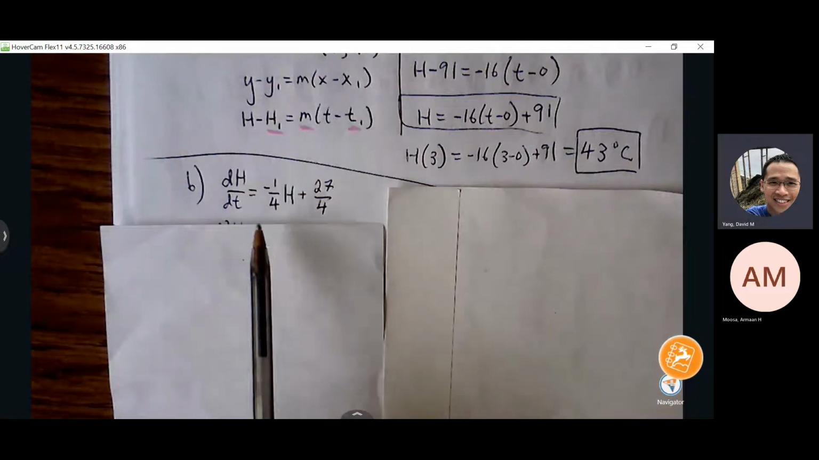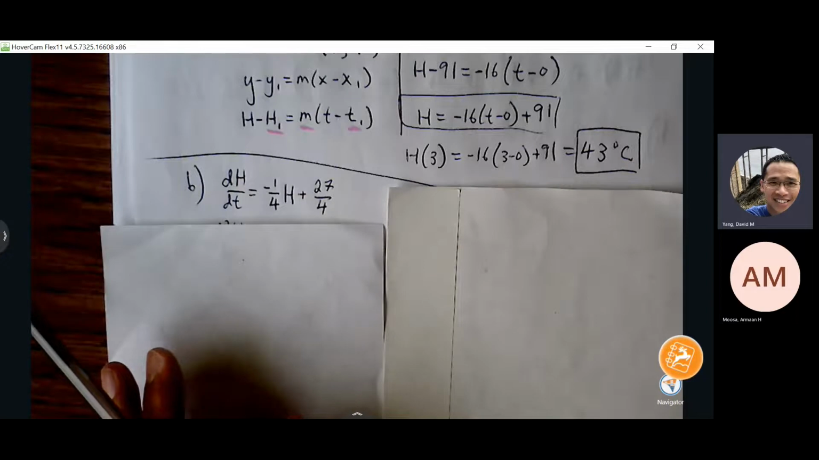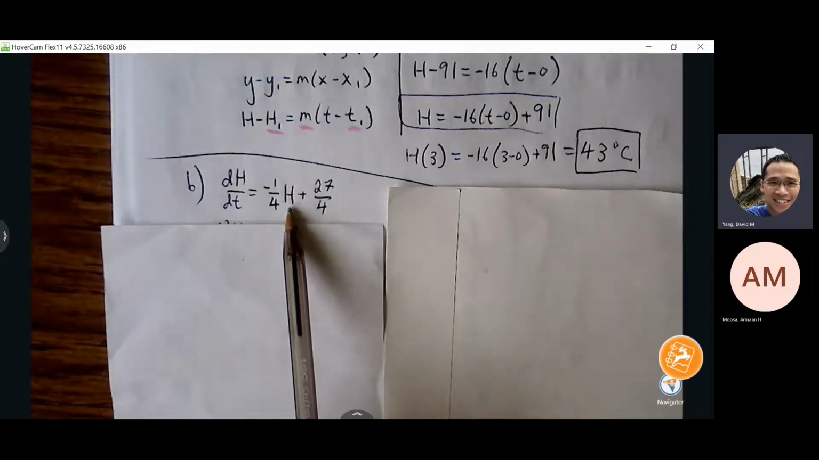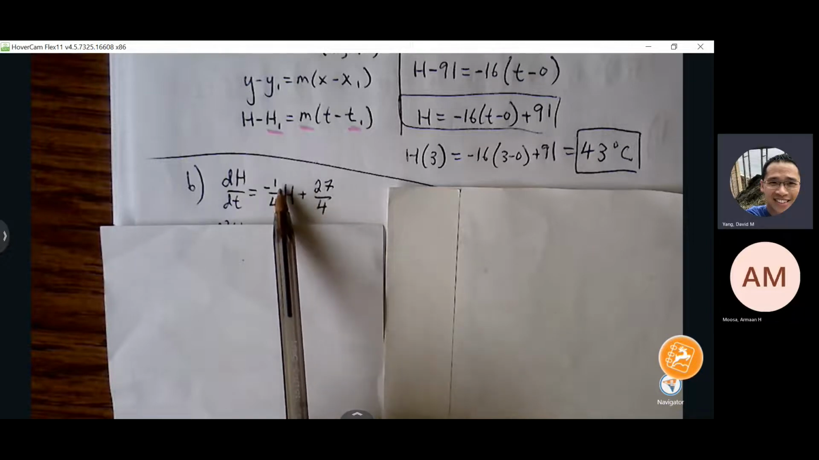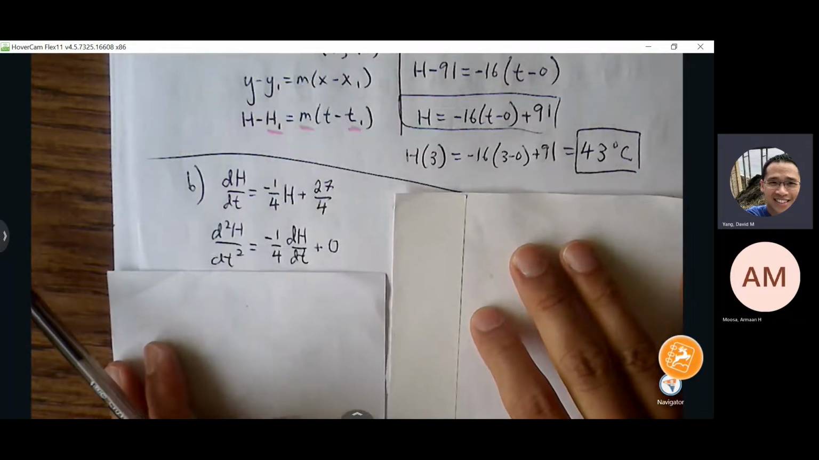Now I'm going to find the derivative. dh over dt turns into d2h over dt2. -1/4 h becomes -1/4, and then h becomes h prime. The way we say h prime is we say dh/dt, right? Everything is in relation to time. And the 27 over 4 goes away to 0.